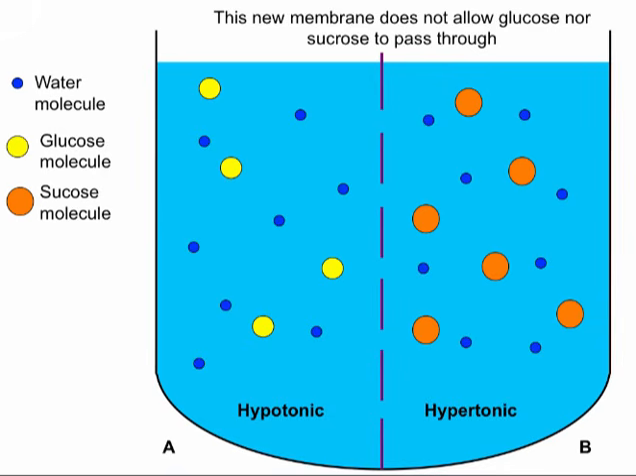outside of the cell. Here, if we now add another type of molecule, for instance sucrose, to the other side, to side B, and we added that such that there are more molecules of sucrose than there are molecules of glucose on the other side. Now side B has become hypertonic and side A is now hypotonic.